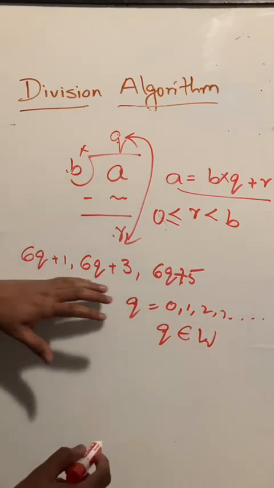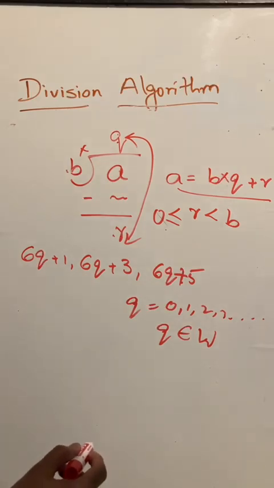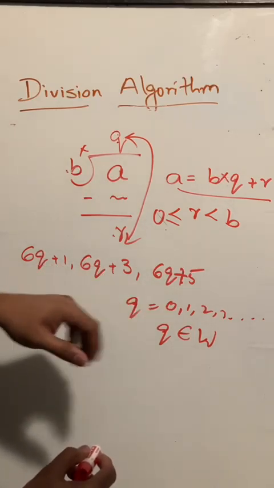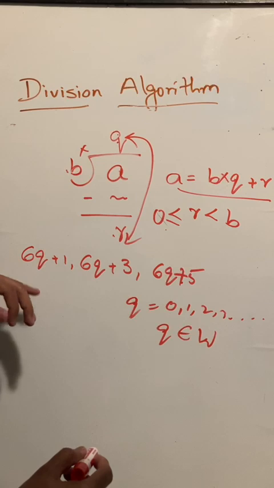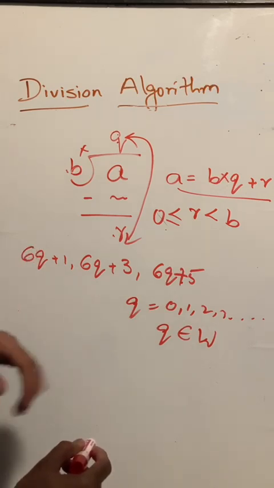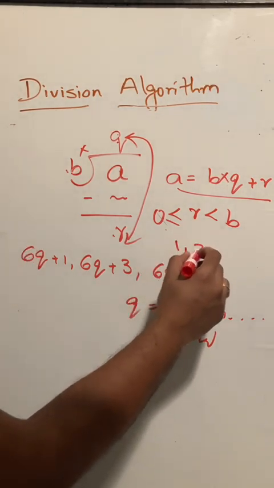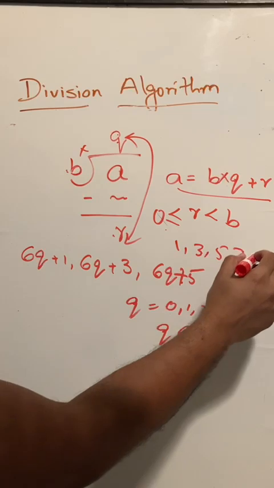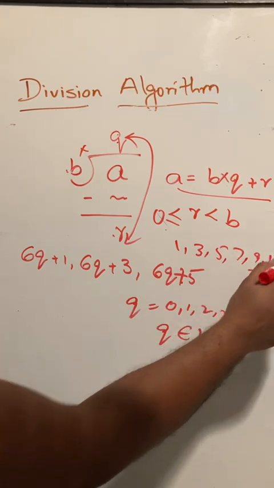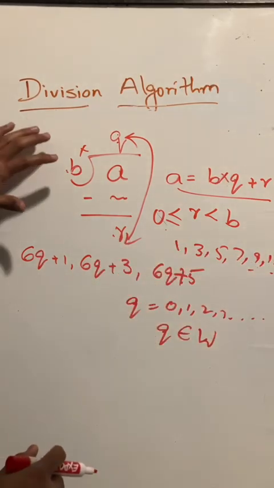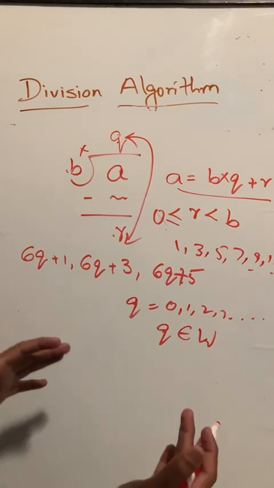So we have to prove that these represent odd numbers. We already proved it by replacing q with 0, 1, 2, 3, and we got all the odd numbers 1, 3, 5, 7, 9, 11, etc. We already proved it in a different way. Now, with the division theorem, how do we prove it?